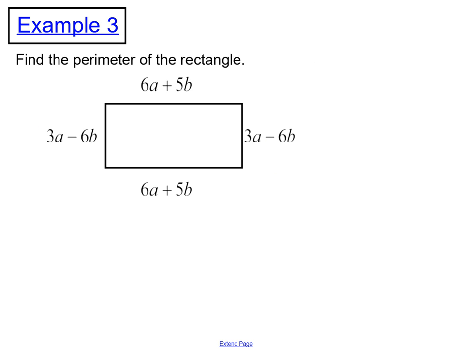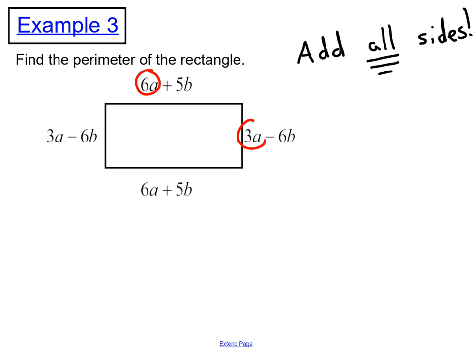Our next example, it says to find the perimeter of the rectangle. To find the perimeter of any shape, you add all sides. So in this case, I need to add all my sides together. So the best way to do that is to just combine your like terms. So if I have 6 a's, I have 3 a's here, I have 6 a's there, and I have 3 a's there. If I add all of those up, I have 18 a's.